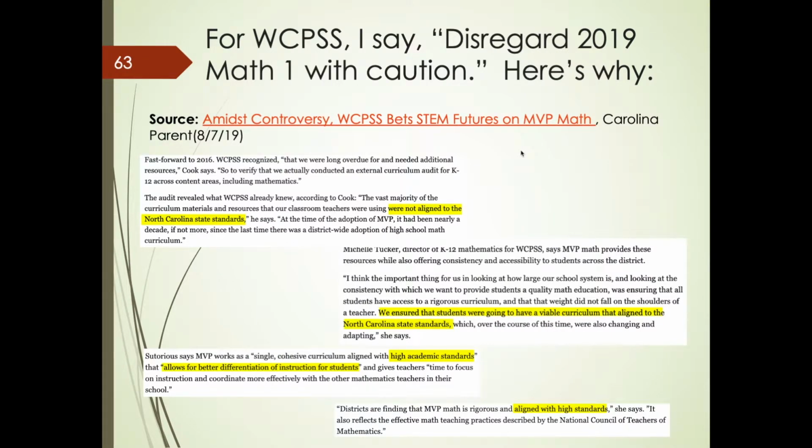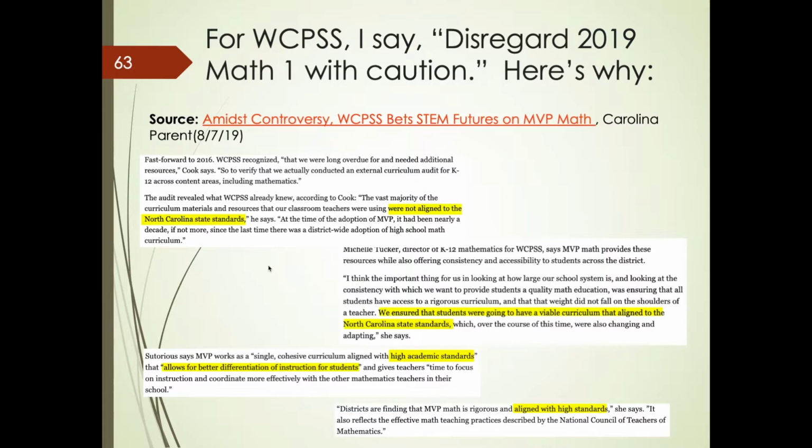There's a Carolina Parent article written in August about MVP in Wake County. In that article, Drew Cook, one of the Wake County school system leaders, is quoted talking about how the prior curriculum that we had was not aligned to North Carolina standards. Then Michelle Tucker says, we ensured that students were going to have a viable curriculum that aligned to the North Carolina state standards, which over the course of time we're also changing and adapting.